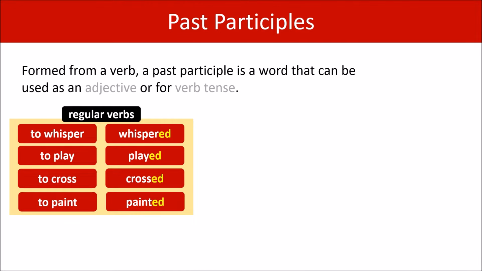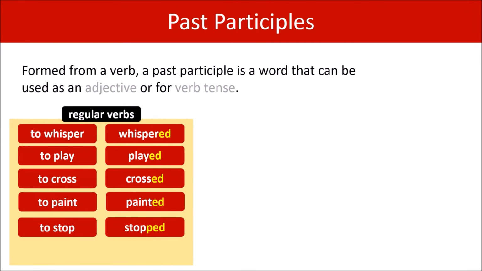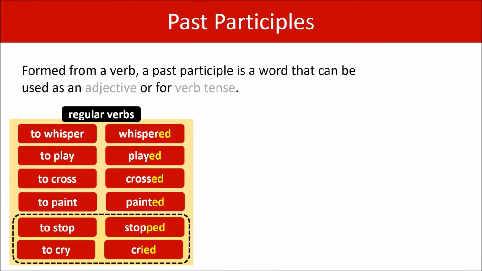Unfortunately, it's a little bit more complicated than that. There are some other regular verbs that require a bit more work than just adding ed. And here are two examples. To stop. You can see with this one, you need to double the last letter before you add ed. And to cry. And with this one, you need to change the Y to an I before you add ed. These are two common spelling rules for creating the past participles of regular verbs. There are other spelling rules, but these are two common ones, and all the spelling rules are on the website.